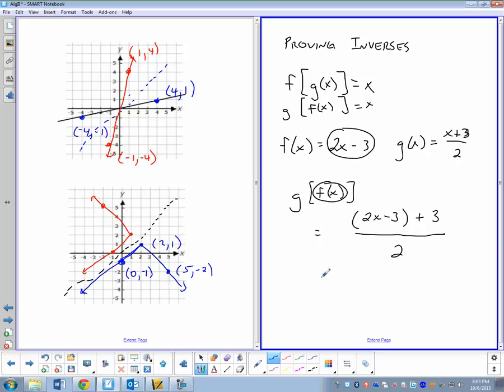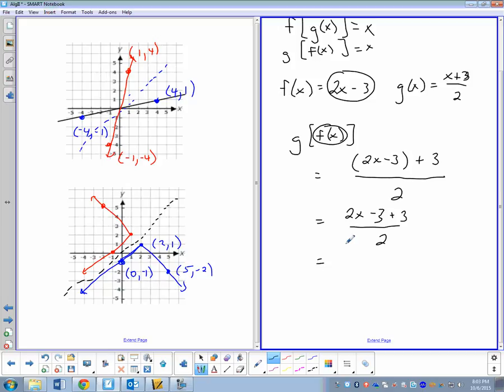And then I'm going to simplify this. Well, I don't need these parentheses. 2x minus 3 can just be written like that because there's no distributive property. There's no number here that I need to multiply. Plus 3 over 2. So how can I simplify? Well, I have like terms here with this minus 3 and this plus 3. Negative 3 plus 3 is 0. And 2x plus 0 is just 2x divided by 2. And then what happens to these 2's? They cancel out, and I'm just left with x. So when I took this function and plugged it in here, everything canceled out and just equaled x. That's how I prove that those two functions are inverses of each other.